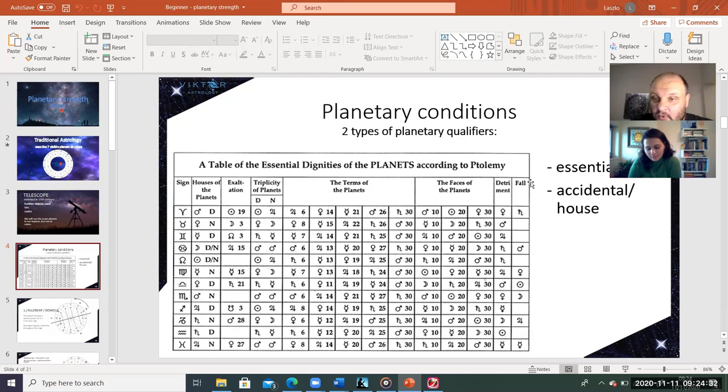Now, detriment and fall, those are negative ones. The detriment is always opposite from what the planet rules. So let's say Aries is ruled by Mars. So Mars is never going to feel too well in the opposite sign from Aries, which is Libra, and so on. And the fall position is actually the opposite from the exalted position.